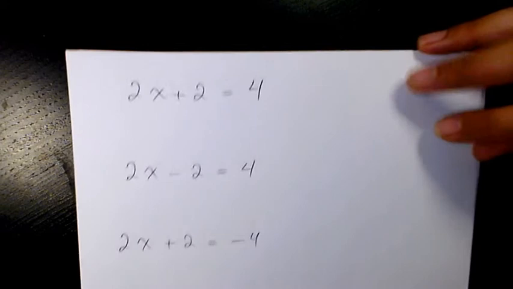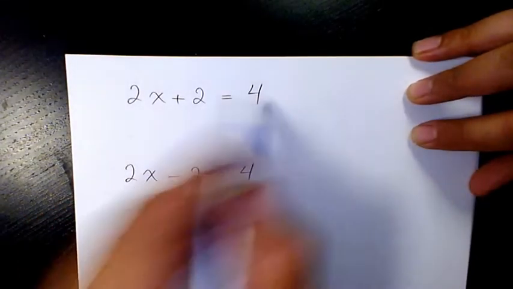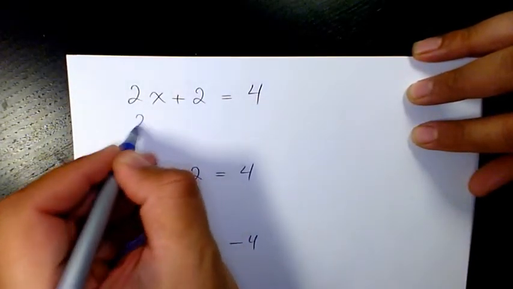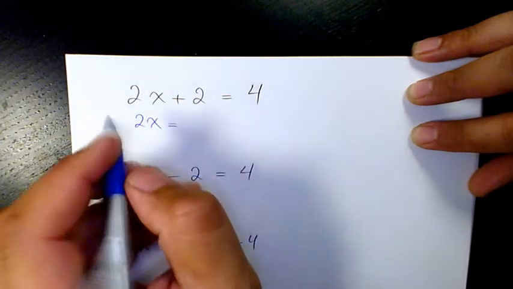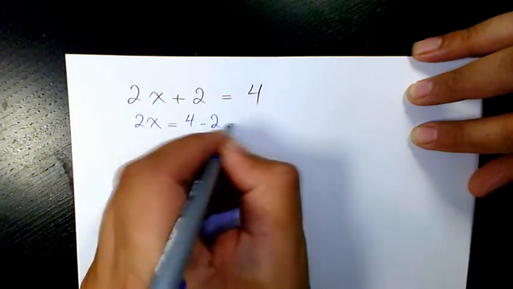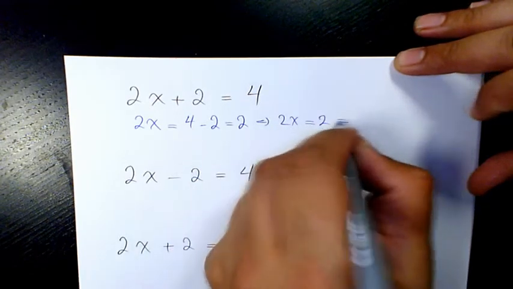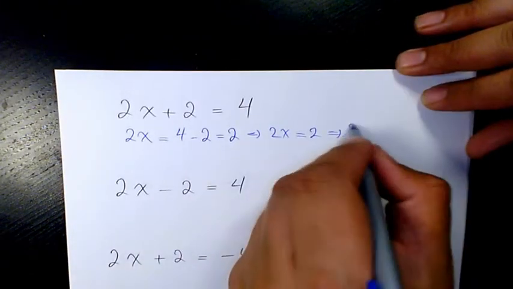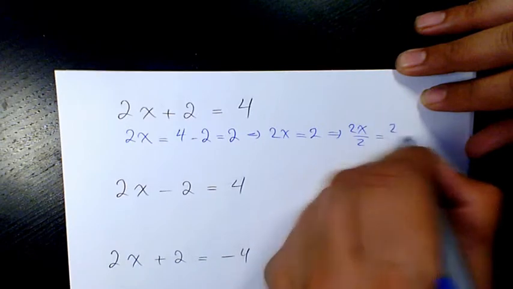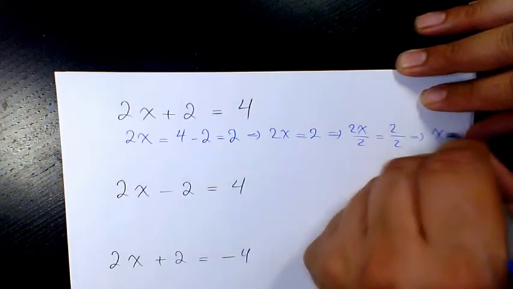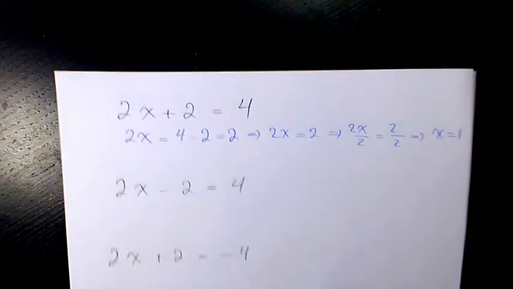Next one. 2x plus 2 equals 4. So I keep 2x on the left hand side and move 2 to the other side. It's going to be 4 minus 2, which is 2. So 2x equals 2. So I need to divide both sides by 2. So 2x divided by 2 equals 2 divided by 2. So x will be equal to 1.